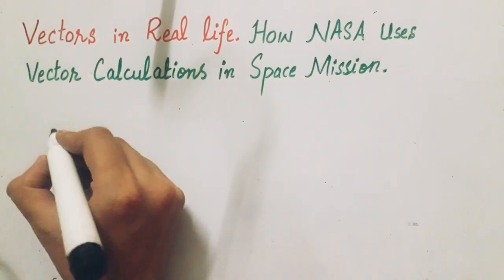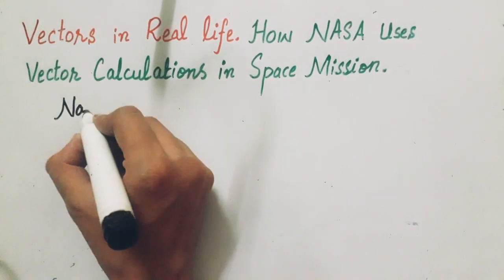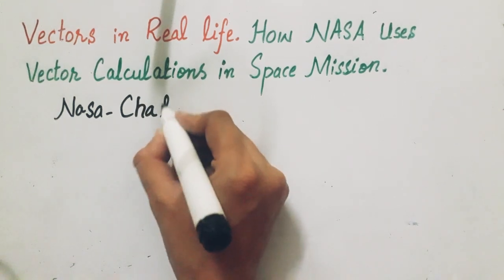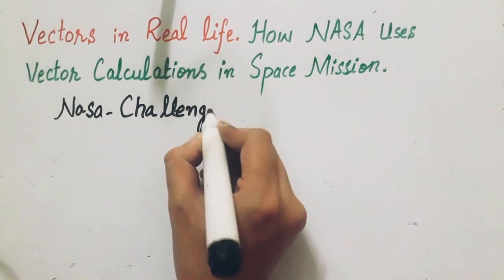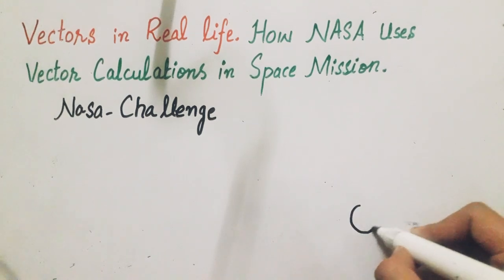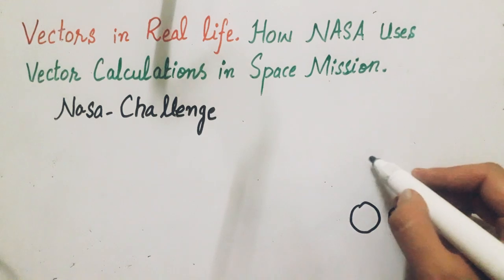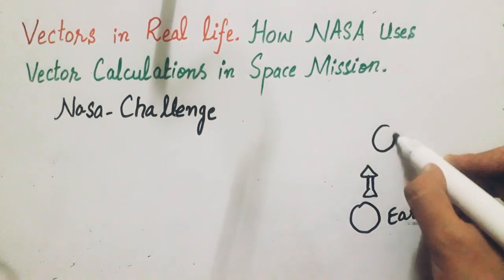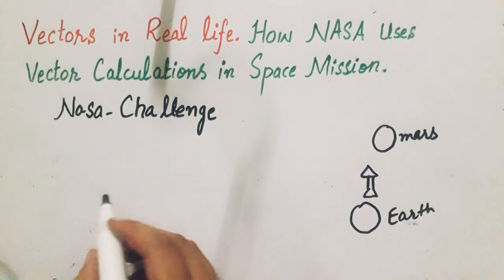Now we will discover the NASA challenge, that is, how NASA sent rockets into space. So first of all we will draw a diagram to represent it. Let's suppose this is our Earth, and a rocket is launched from Earth to Mars.